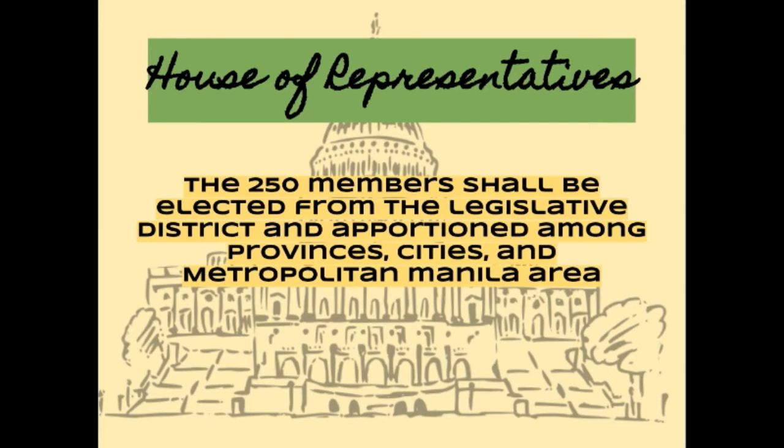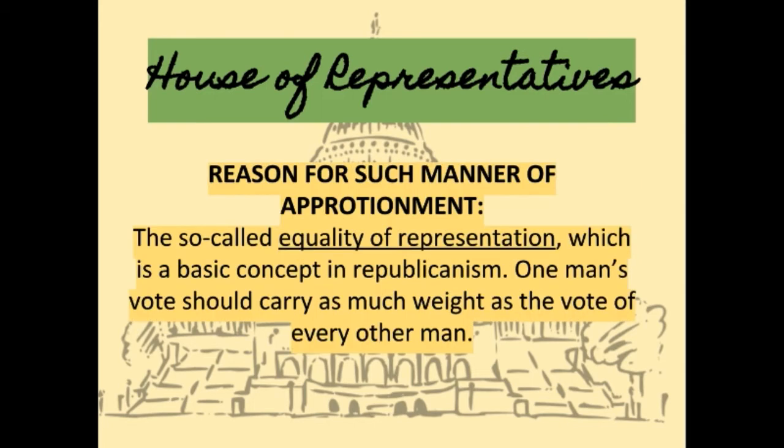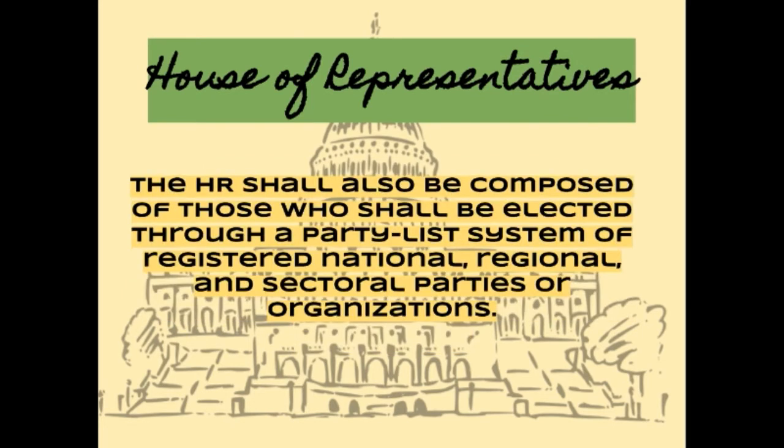And this apportionment or allocation shall be done in accordance with the number of the provinces, cities, or the Manila area's respective inhabitants, and on the basis of a uniform and progressive ratio. The reason for such manner of apportionment or allocation is because of the so-called equality of representation, which is a basic concept in republicanism. The House of the Representatives shall also be composed of those who shall be elected through a party list system of registered national, regional, and sectoral parties or organizations.